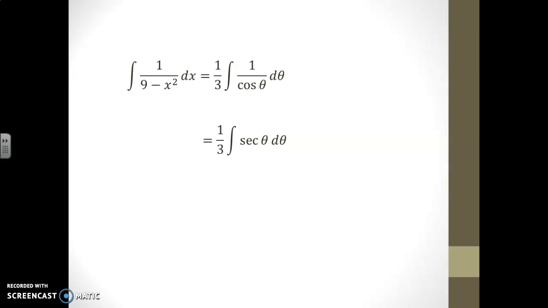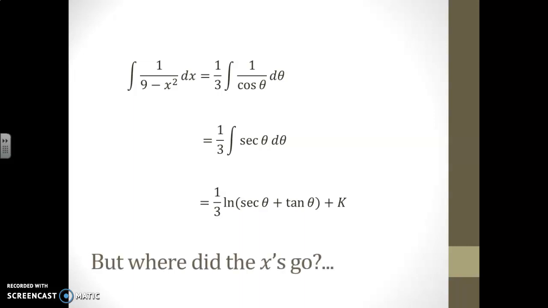Now in case 6, or in the special cases of trig powers, we viewed the integral of secant theta d theta as a new basic antiderivative, whose outcome is ln of secant theta plus tan theta. An arbitrary k is inserted to have all possible antiderivatives. But wait, we started off with x's.